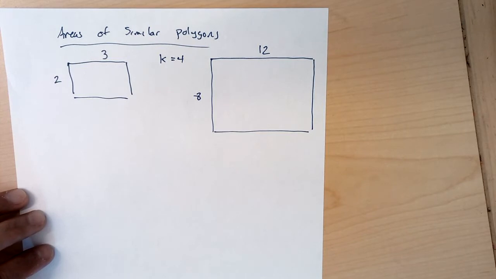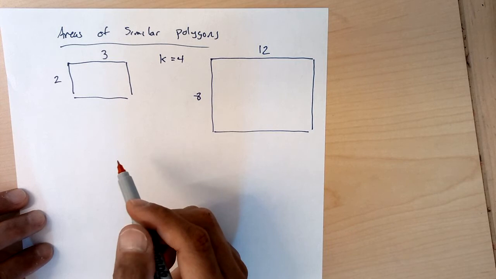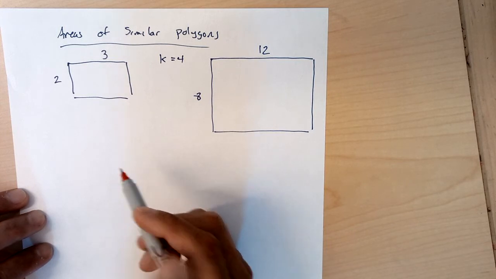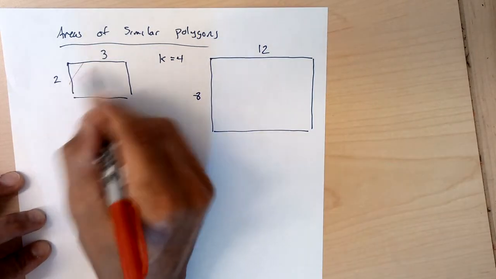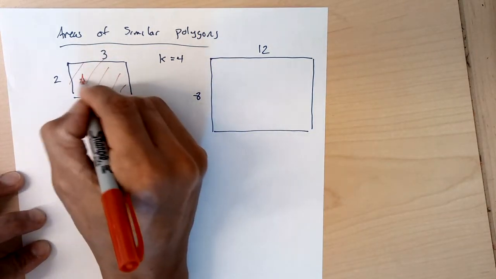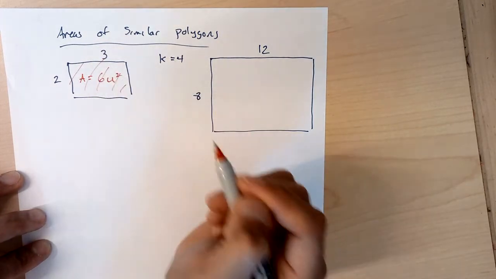And maybe you're thinking, well, kind of like with the perimeters, then wouldn't the areas just be 4 times as big? The area of this be 4 times as big? I don't know. Let's check it out. So the area of this rectangle, 2x3, pretty easy to figure out. 2 times 3, the area is 6 square units.